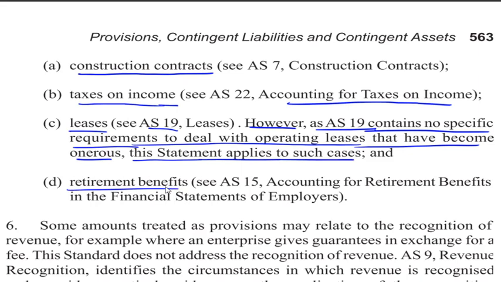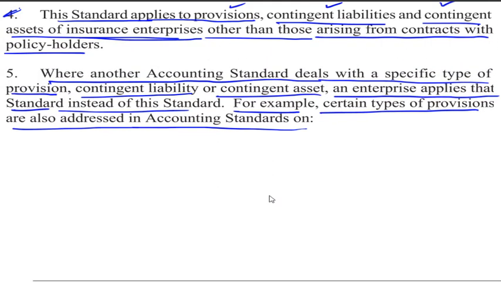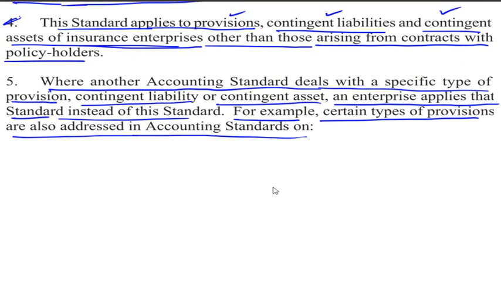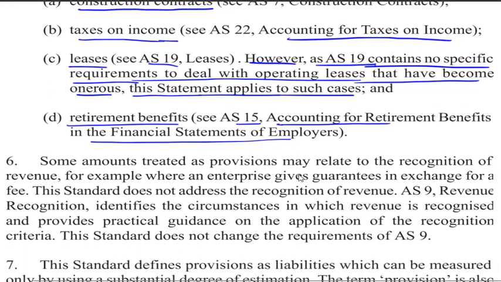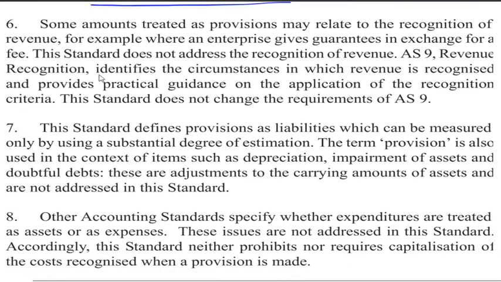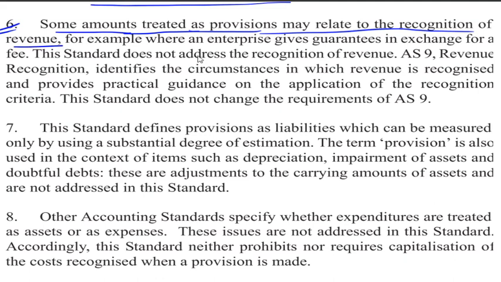Retirement benefit, Accounting Standard 15, accounting for retirement benefits in the financial statements of employers. So these are the standards. When a specific provision has been dealt with in these standards, then the provisions of this standard are not applied to those cases. Some amount treated as provision may relate to recognition of revenue.